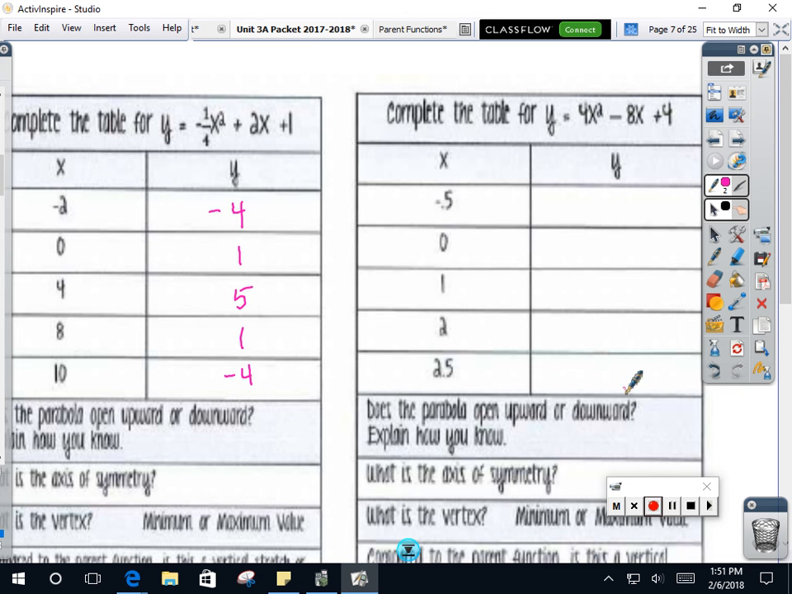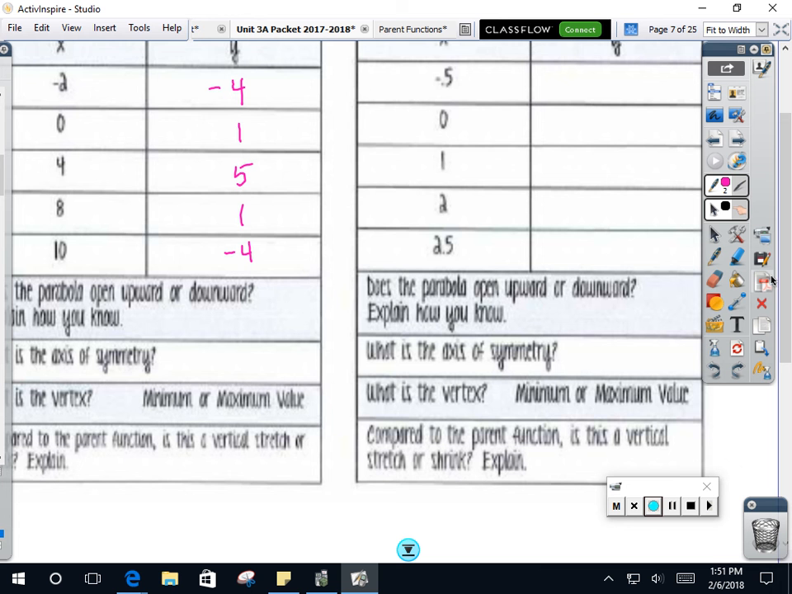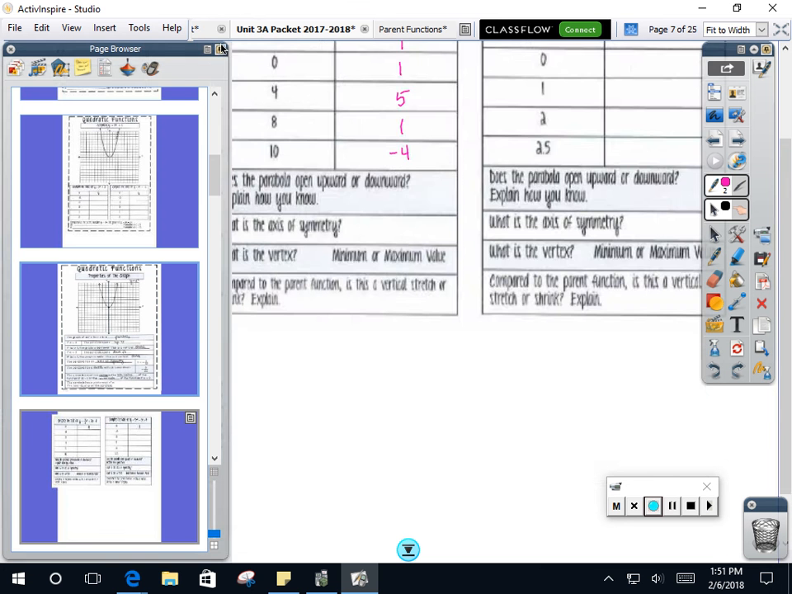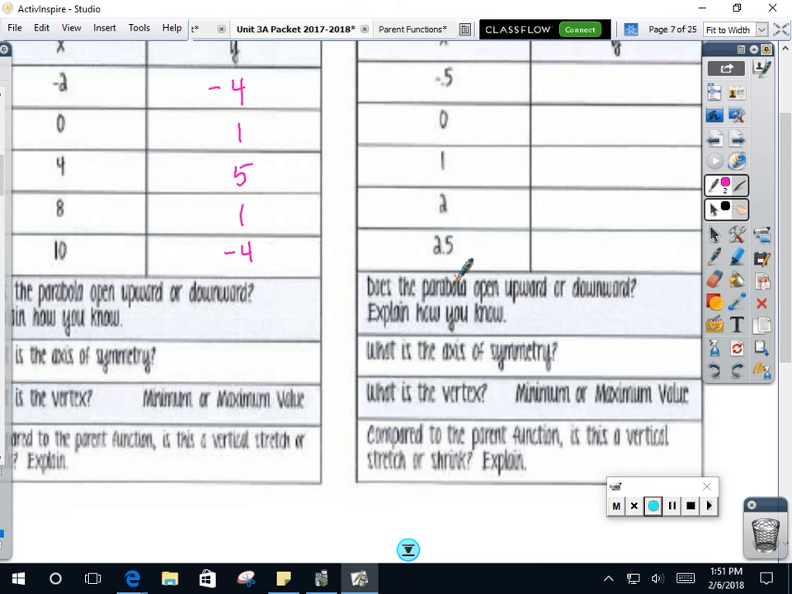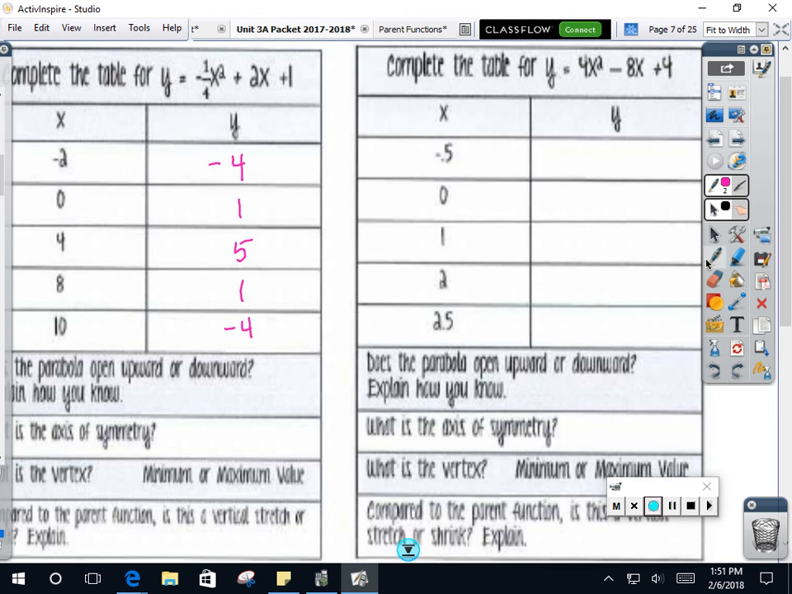Okay, before even graphing it, you should be able to answer some of these questions. The first question says, does the parabola open up or down? Without even putting it on the graph, can you tell me if it opens up or down? How do you know that? Right, the a value, which is the number beside x squared, is a negative number. If your a value is negative, your parabola will open down.